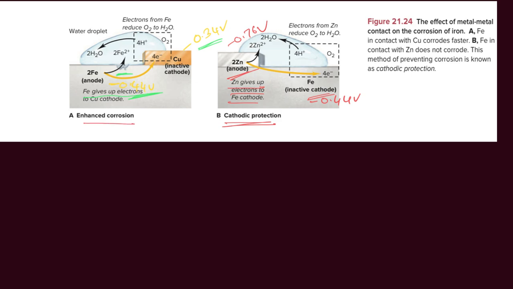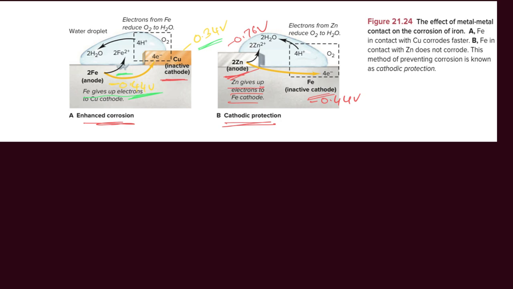This is enhanced corrosion, meaning iron corrosion increases when in contact with an inactive or less active metal, because it is not that reactive. In metals, lower electrode potential values are more reactive and higher values are less reactive. So here zinc, being more active, will corrode instead of the iron.